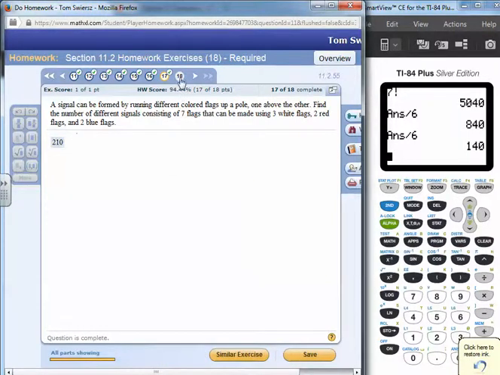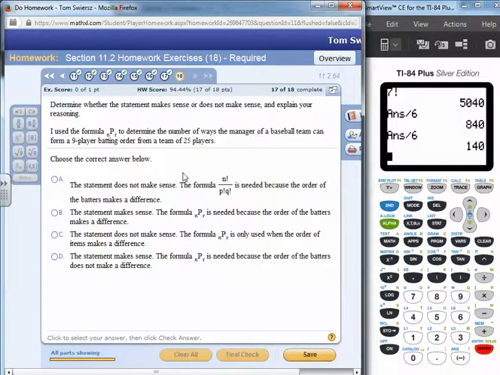All right, very good. Let's look at number 18. Determine whether the statement makes sense or does not make sense. Explain your reasoning. I used a formula, nPr, to determine the number of ways a manager of a baseball team can form a 9-player batting order from a team of 25 players.